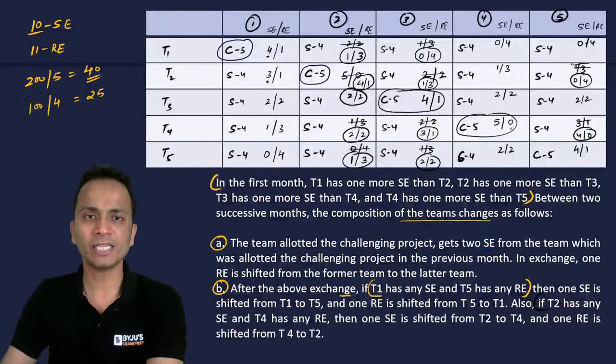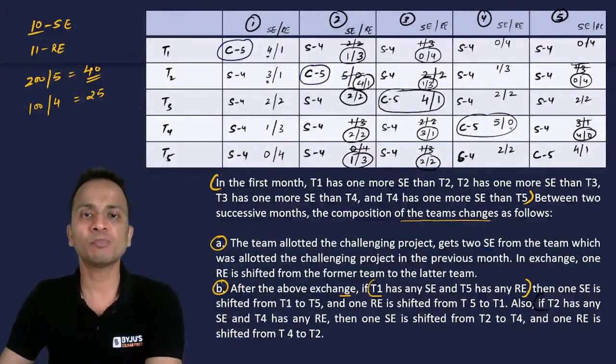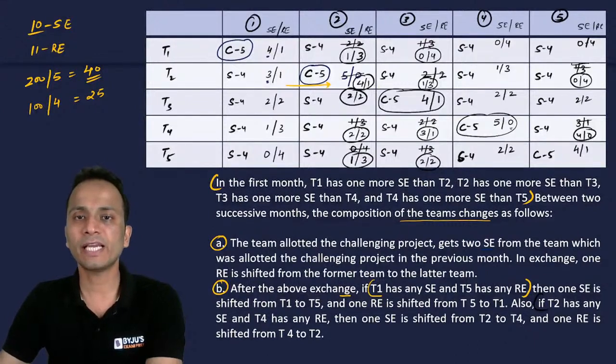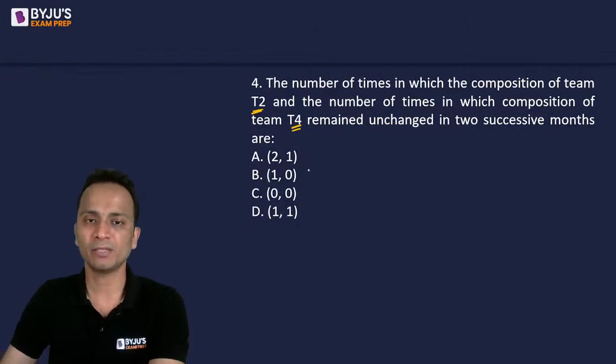So let's look at team 2. Team 2 from first month to second month it has changed. From second to third it has changed. From third to fourth it has remained same. And then fourth to fifth it has changed. So for T2 there is only 1 month.